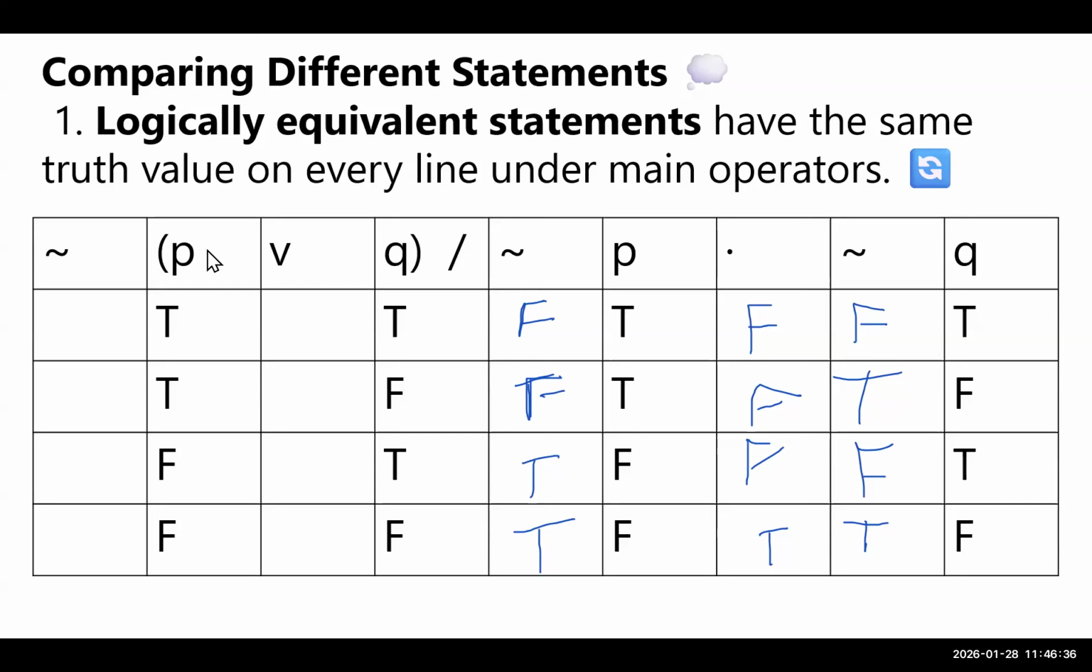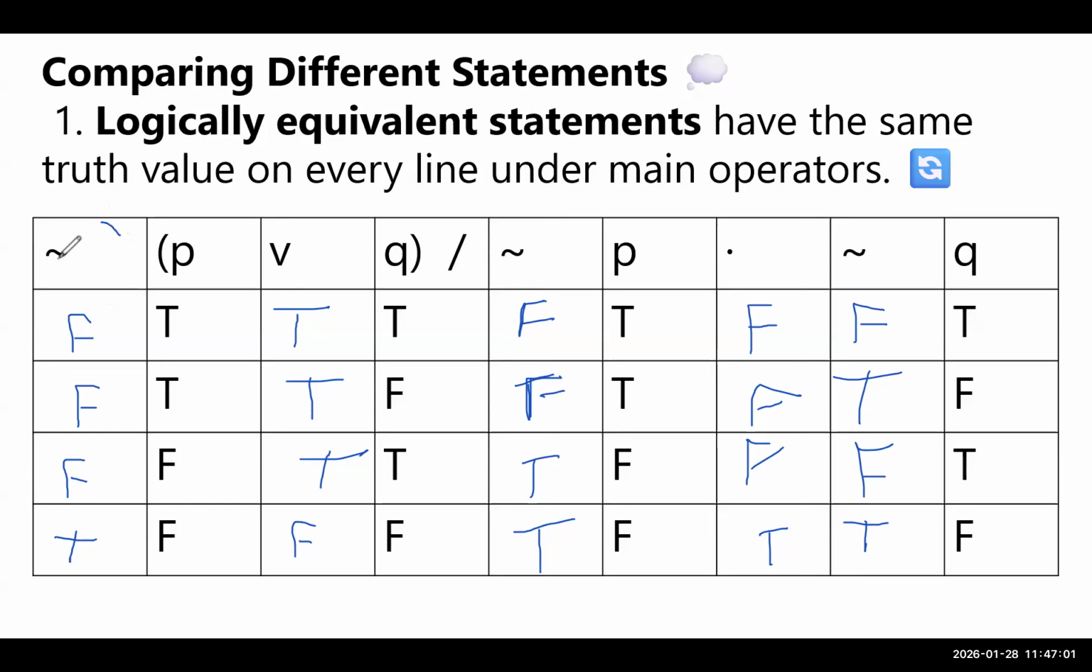Now we're going to do our negation of P or Q. This is our neither-nor. Now we're going to go inside here. So this is going to be true, true, true, false. And then we do the negation of it. So the negation of true is false. Negation of true is false. And finally, last line, negation of false is true.